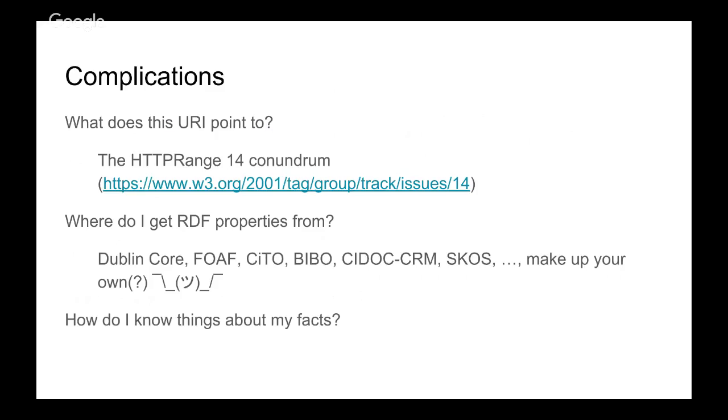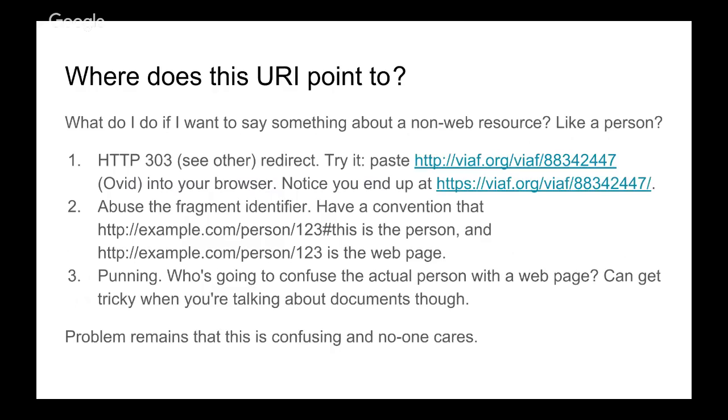So just quickly, there are complications around all of this. There are questions of what this URI I'm pointing to means. Where do I get the properties I'm going to use from, and how do I know things about my facts? If I want to say something about a person, for example, a real thing, not a web page, how do I do that in this context? And there are various strategies.